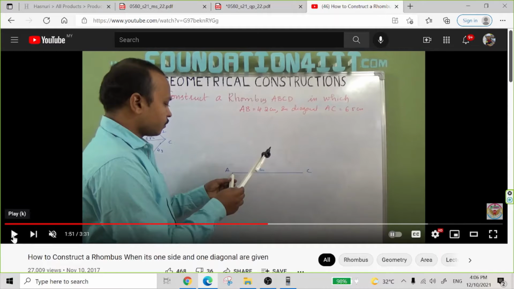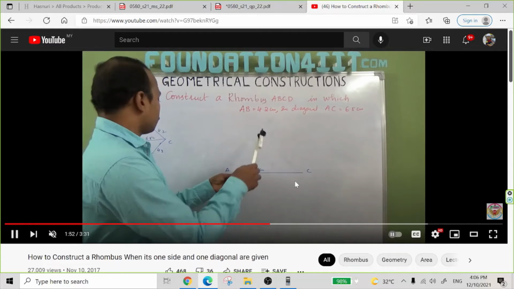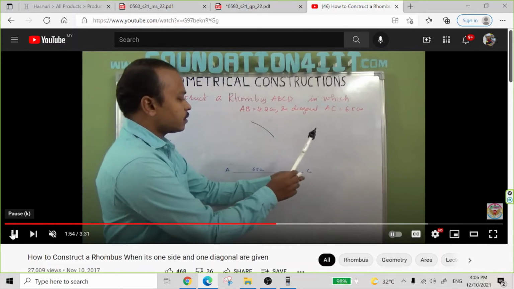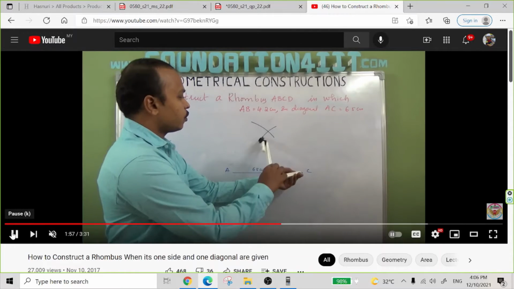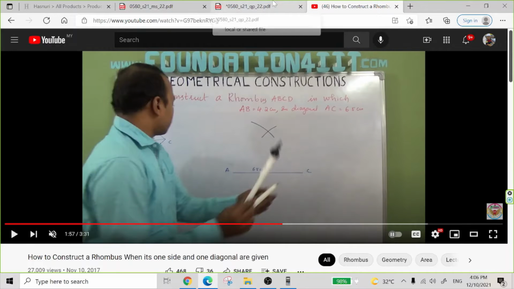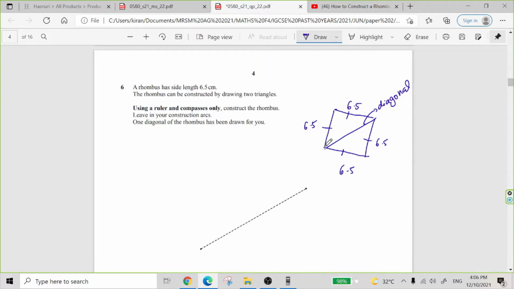You can see from this video, first thing first, you have to measure 6.5 by using your compasses. You open your compasses to 6.5, and then you put it at your ruler to measure 6.5. Then you point at this point. Say I put here point A and point B.